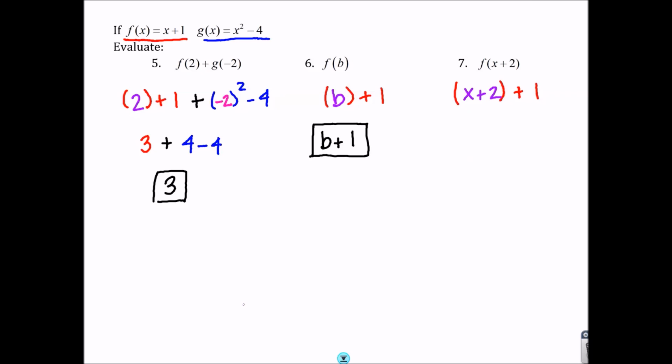Then we can combine our like terms, and we end up with x plus 3. This is essentially composition of functions. You are plugging one function in for x in another function.